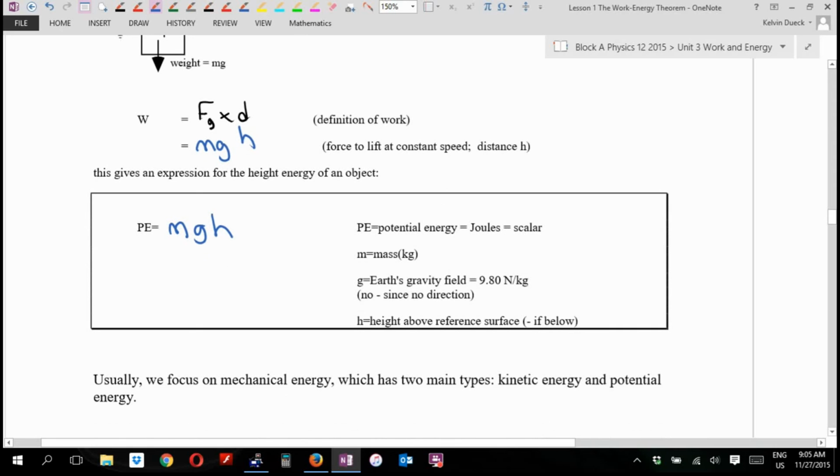In this unit, this course, we're going to focus on mechanical energy, which has two main types, kinetic and gravitational potential. There are many other types, and we'll touch on them. We will do electrical energy eventually, but for now, kinetic and potential. Oh, and we'll include heat.